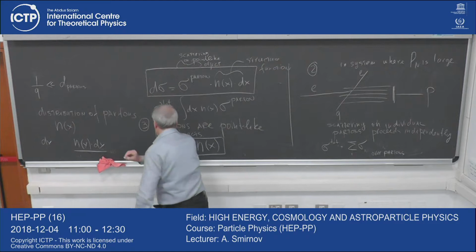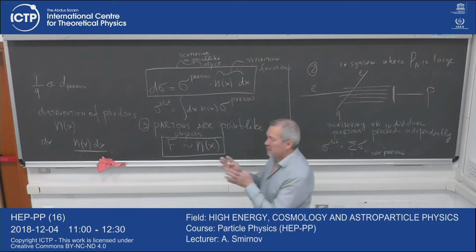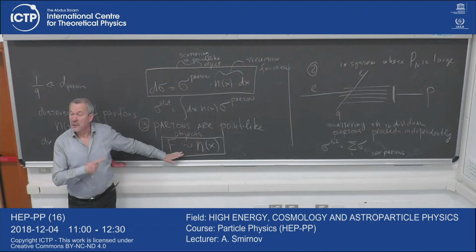Let me repeat what the assumptions behind this result are. First, we consider at high energies the photon moving with high energy, and the flux of partons. Second, these partons do not interact with each other, so it's like a free flux of partons. Finally, we consider that these partons are point-like objects, and therefore the total cross-section on the nucleon is given by scattering on an individual point-like parton, multiplied by the number density of partons. So in this case, we arrive at the conclusion that the structure function is given by just the number density of partons.